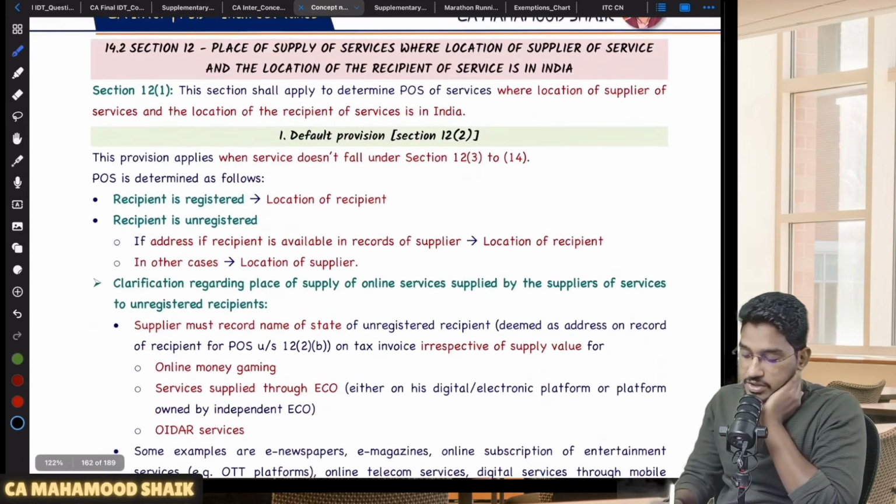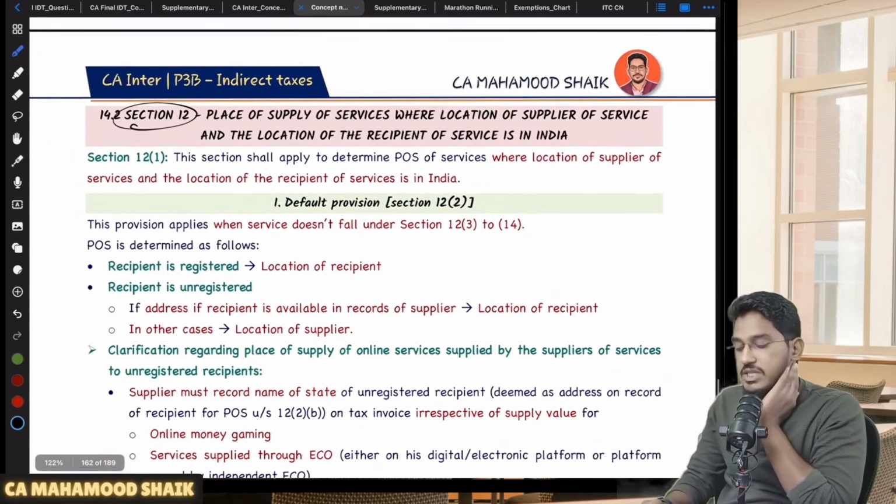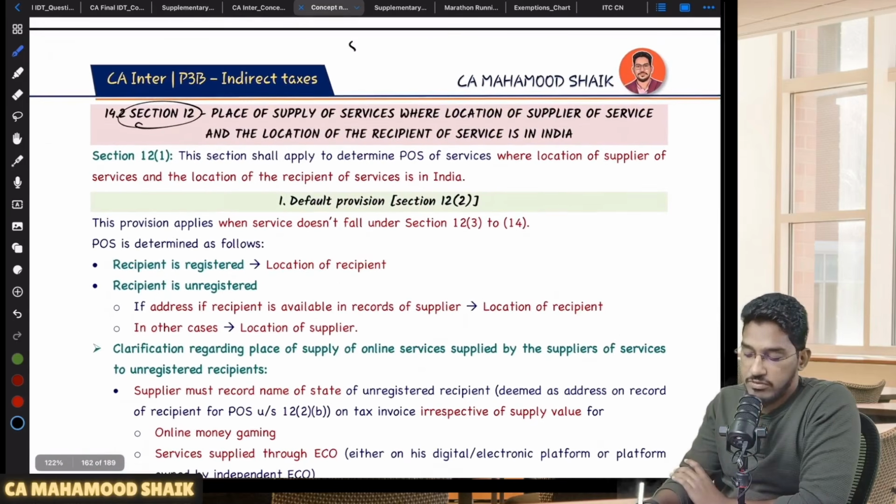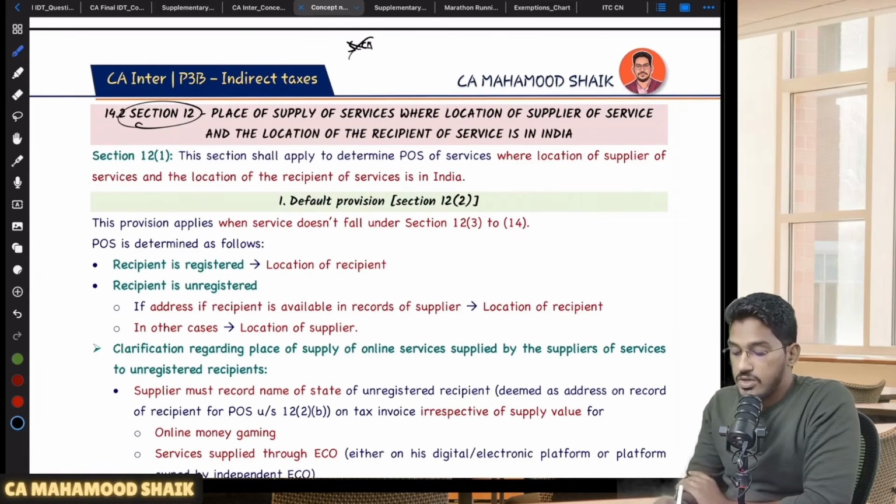Thereafter we have section number 12. Sir, what is section number 12? Sir, in between, section number 11 is there. What is happening to section number 11? I have already told you section number 11 is not relevant for CA Inter. We will learn it at CA Final. So then, in between, we are coming to section number 12.